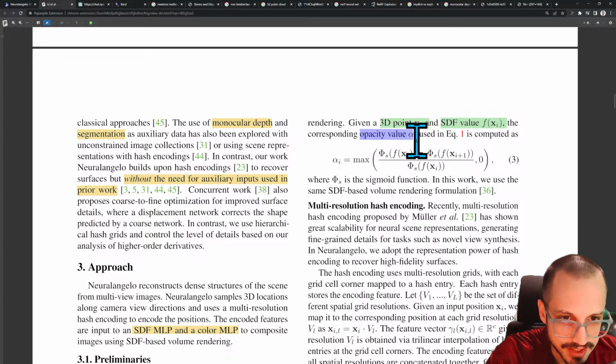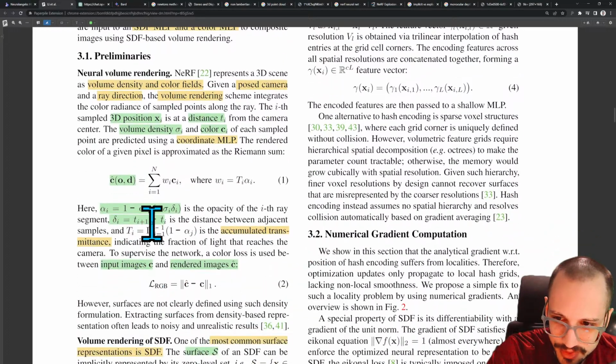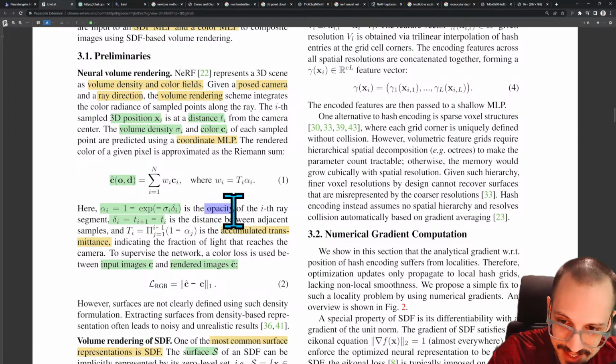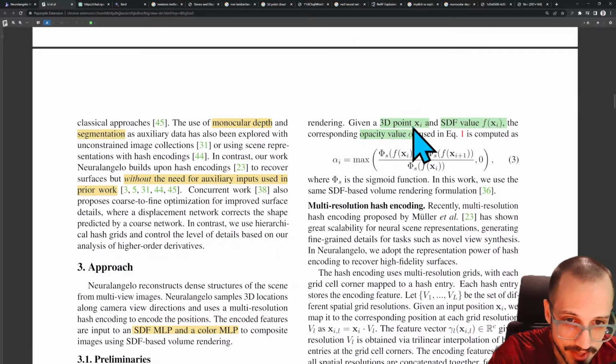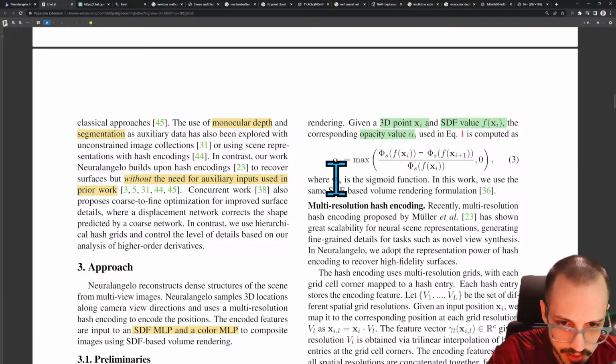Ooh, I don't like that alpha i here refers to this here. Okay, no, never mind, I take that back. So alpha i is the opacity here. Sigma i is the density. Alpha i is the opacity. Okay, so at least alpha i means opacity in both of them. It is computed as alpha i is the max, here you go, phi s is the sigmoid, so phi s of f of xi minus phi s of f of xi plus 1.